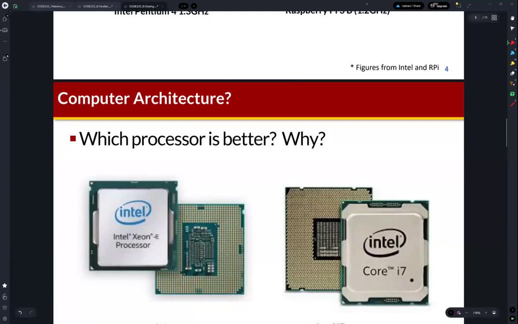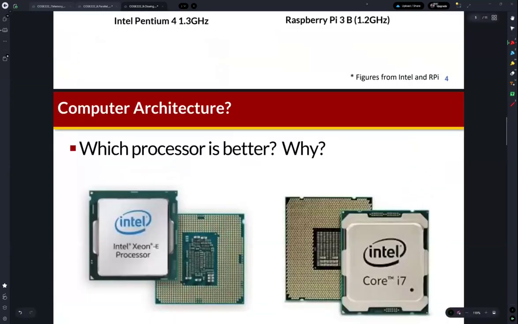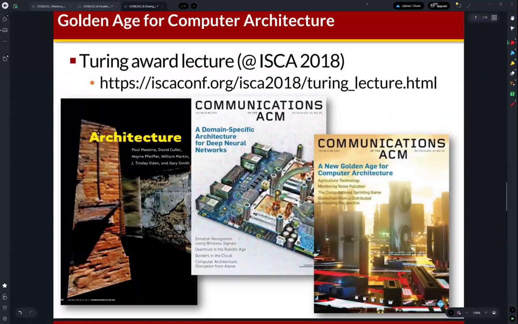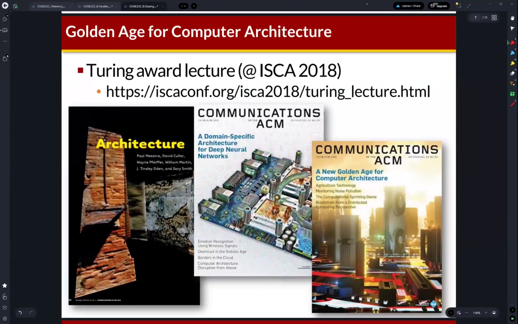I believe you can explain these questions yourselves, right? Okay. And if you're interested, you can click this link, which is the Turing Award lecture from ISCA 2018. The Turing Award is an important award. It's like the Nobel Prize in the computer field, computer engineering or computer systems.